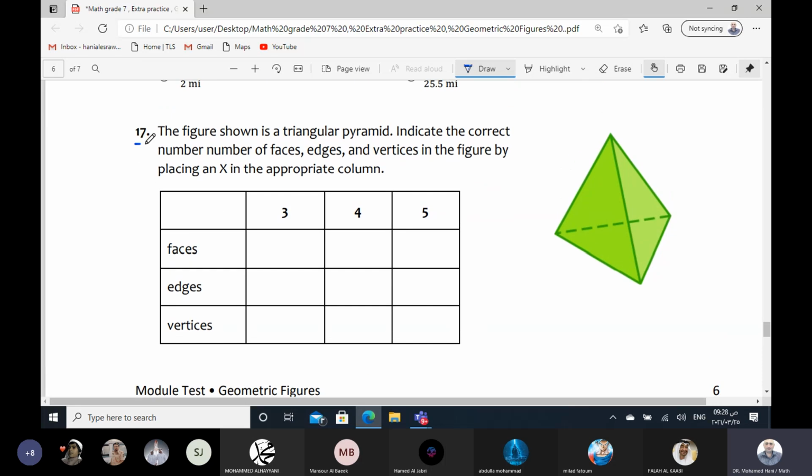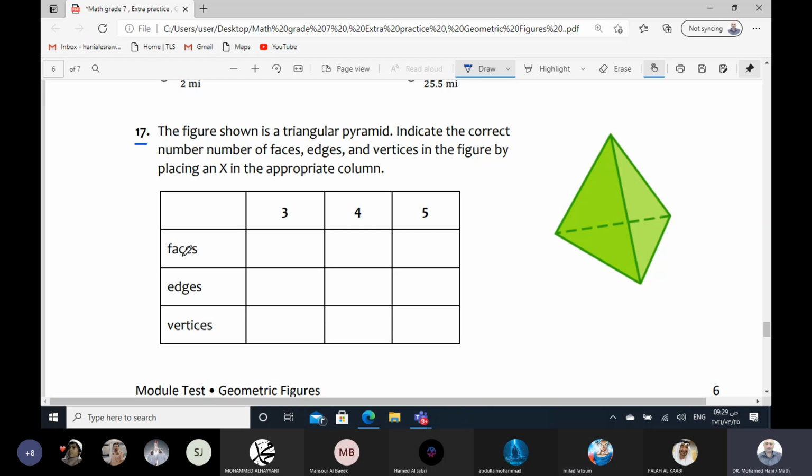Who can read exercise number 17, please? Milad: The figure shown is a triangular pyramid. Indicate the correct number of faces, edges, and vertices in the figure by placing an X in the appropriate column. Thank you, Milad. Now, as you see, we have a triangular pyramid.